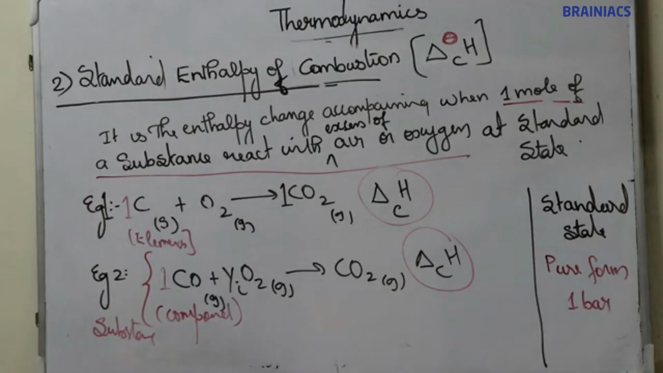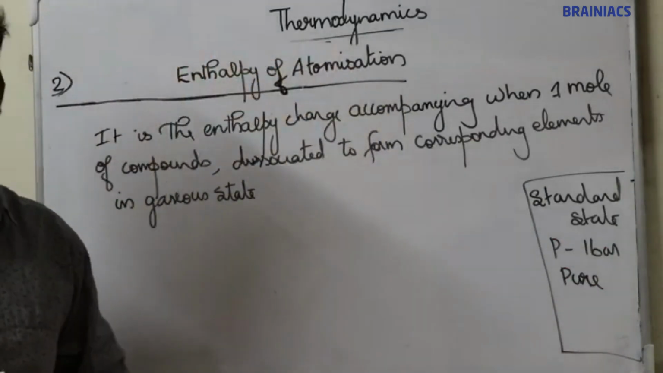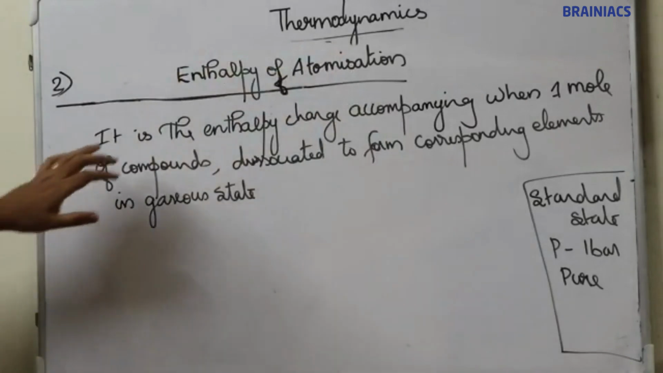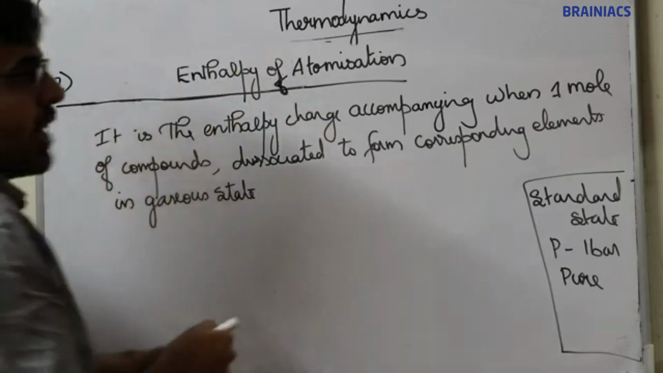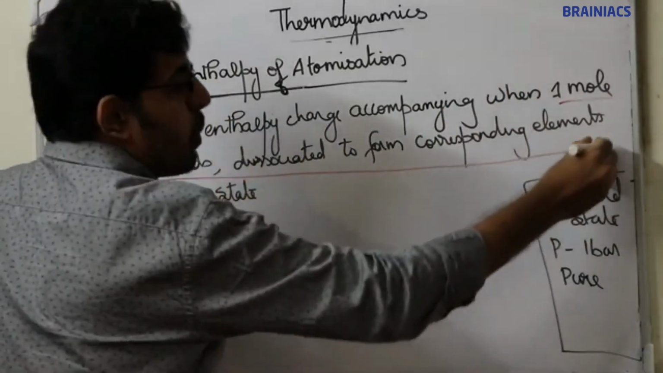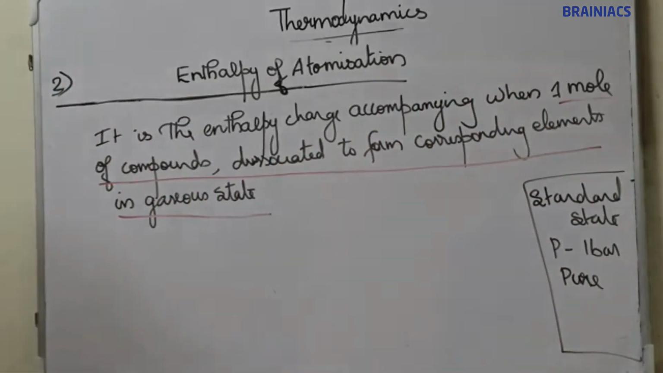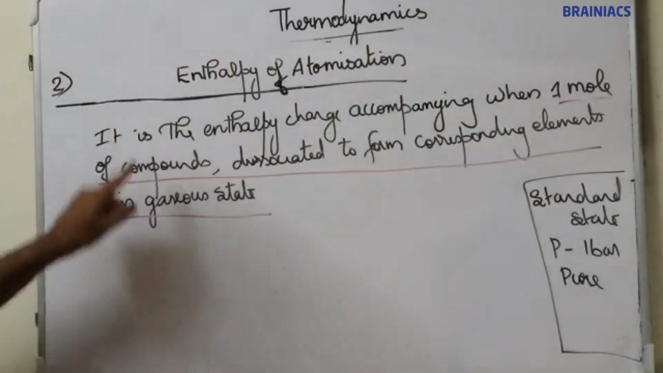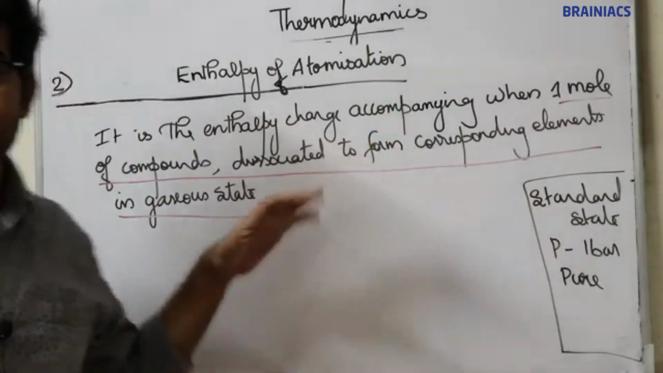Moving on to the third enthalpy, that is enthalpy of atomization. Now what is enthalpy of atomization? Before that, what is an atomization reaction? Atomization reaction means 1 mole of compound dissociates to form corresponding elements in gaseous state. This reaction is known as atomization reaction.